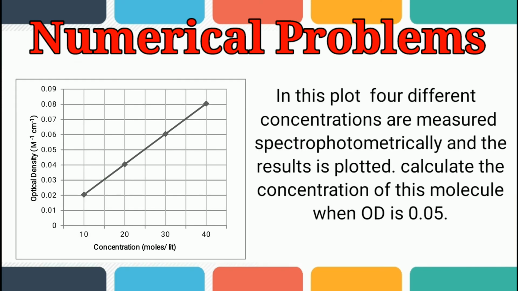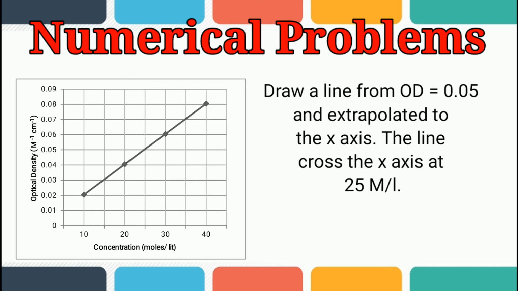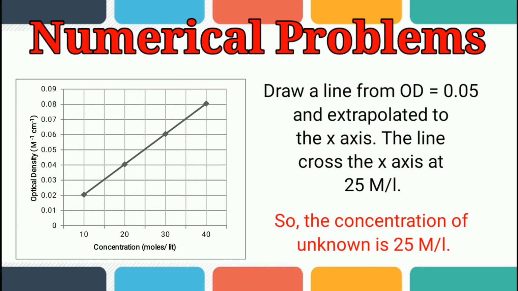In the third type of problem, a standard curve, that is concentration versus OD, is provided. You have to calculate the concentration of an unknown sample, and its OD is 0.05. Here in this problem, the line crosses the x-axis at 25 moles per liter. So the concentration of the unknown is 25 moles per liter.